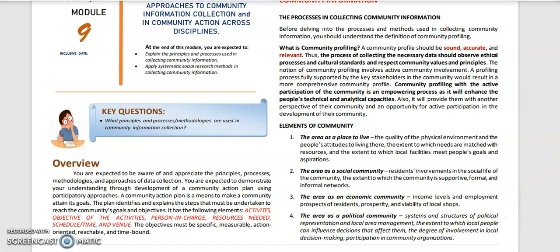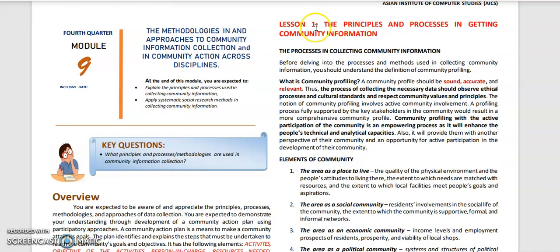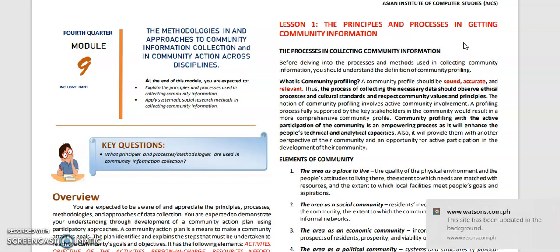So now we're going to enter in the part 1 or lesson 1 of this module, the principles and processes in getting community information. So before delving into the processes and methods used in collecting community information, you should understand the definition of community profiling. So what is community profiling?